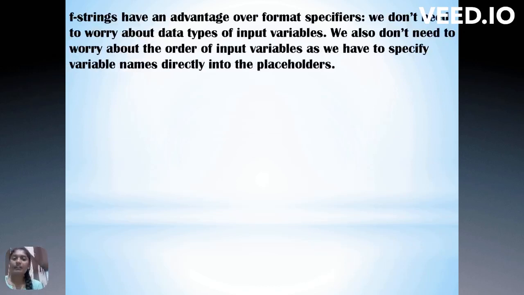F-strings have an advantage over format specifiers. We don't need to worry about the data type of input variables. We also don't need to worry about the order of input variables, as we specify variable names directly in the placeholder.